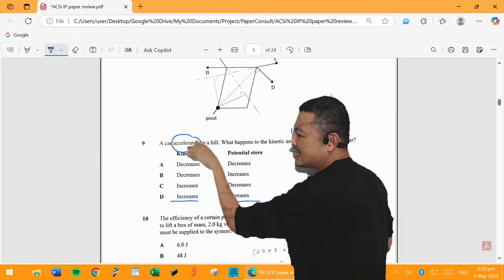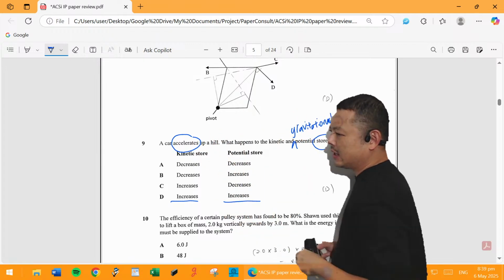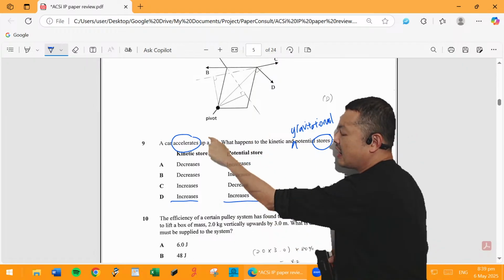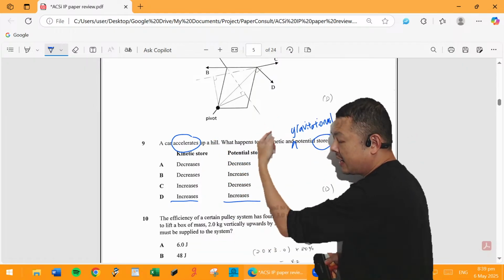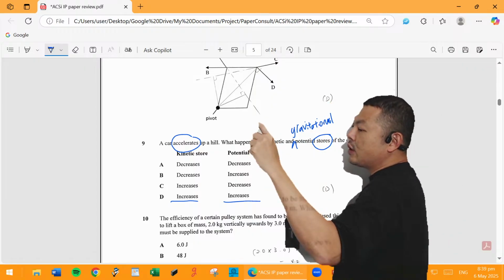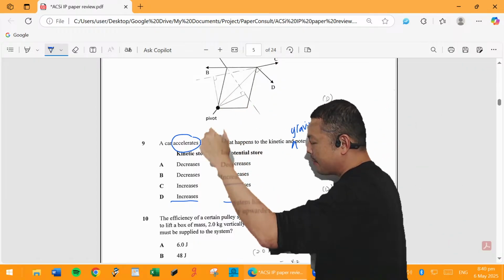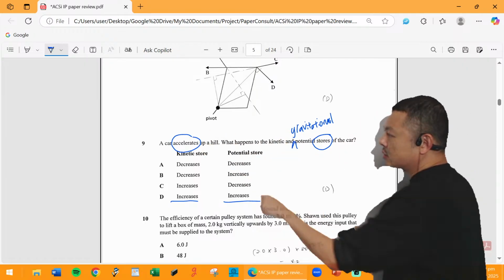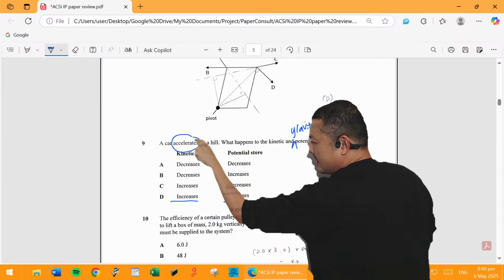If a car accelerates up the hill, the car has a motor. It's not the initial KE that it has. If a car is being pushed up the hill, if you take a Hot Wheels toy car and you roll it up the hill, it will decelerate. It won't accelerate up the hill. So only cars with motors can do this.